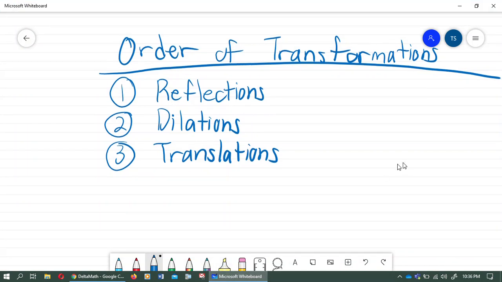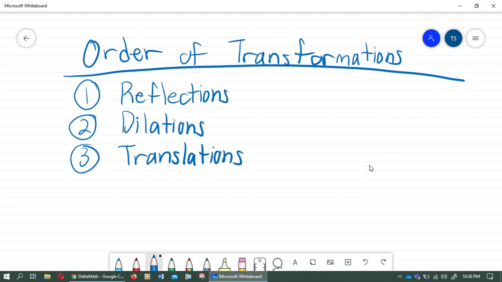All right. So guys, when you're doing the Delta Math assignment where you have to actually transform the equations, what you want to make sure you do is do the transformations in a specific order. If they've got different types of transformations, and they do have reflections, you want to do reflections first. When you're doing it on the Delta Math assignment, if it has reflections, you need to handle the reflection part first.